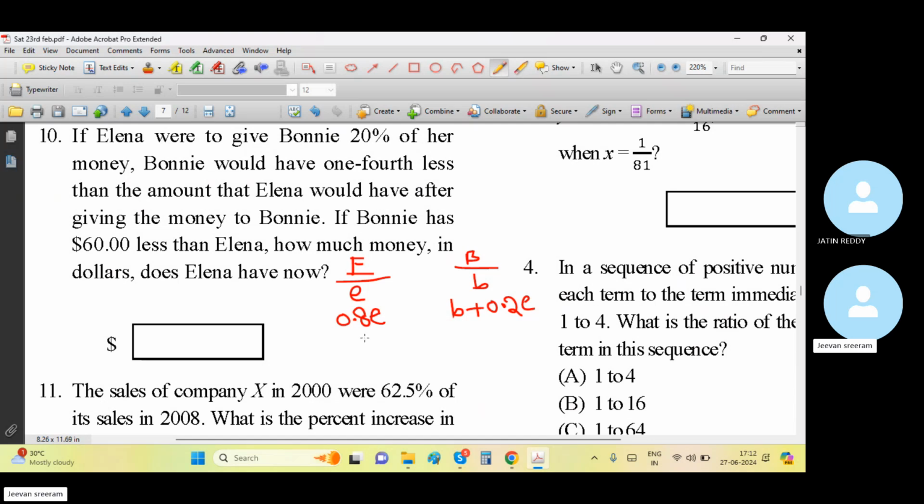We haven't got the first equation. Let's try the first equation. Bunny would have 1/4 less than the amount that Elena would have after giving the money to him. So Bunny would have 1/4 less than the amount.